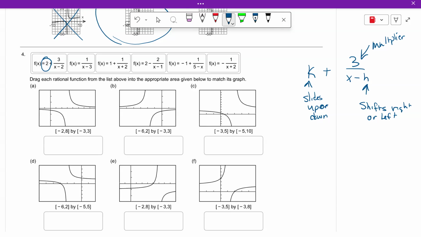So this one looks like it has a vertical asymptote at 3. This one has a vertical asymptote at 3, and that's the only one. So this one goes with this one. This one looks like it has a vertical asymptote at negative 2. This has a vertical asymptote at negative 2, so does this one. However, this one has a horizontal asymptote of 0. This one would have a horizontal asymptote of 2 because we're shifting it up 2. So this one goes to here.